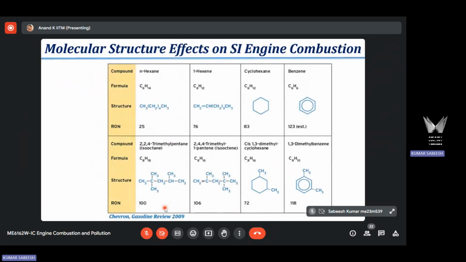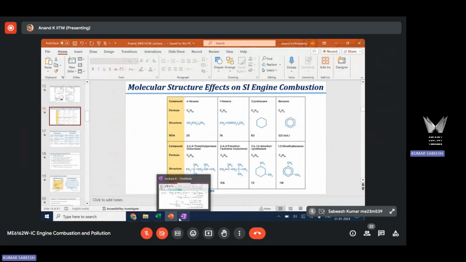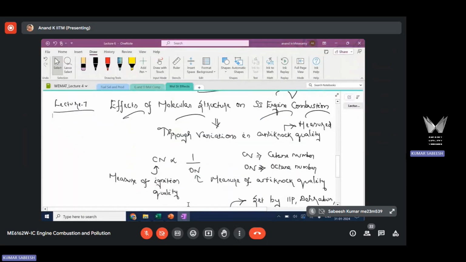Today we are going to start our discussion on how the molecular structure of hydrocarbon affects SI engine combustion. Similar to CI engine combustion, spark ignited engine combustion is also influenced by variations in the molecular structure of hydrocarbon. Okay, so here the primary effect is through variations in the antiknock quality. Based on hydrocarbon molecular structure, the antiknock quality is going to be different.